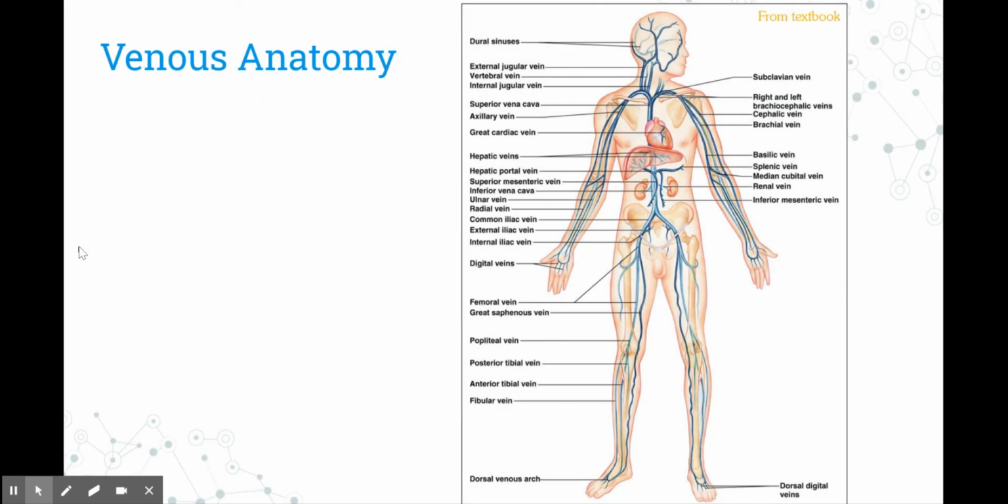And some of the veins that you'll need to know. We've got our jugular, serving the neck and head; the vena cava, superior and inferior; the hepatic veins and hepatic portal vein, which are associated with the liver; the mesenteric vein, which serves the digestive system; iliac veins, which serve the lower extremities; and subclavian vein, which serves the upper extremities.